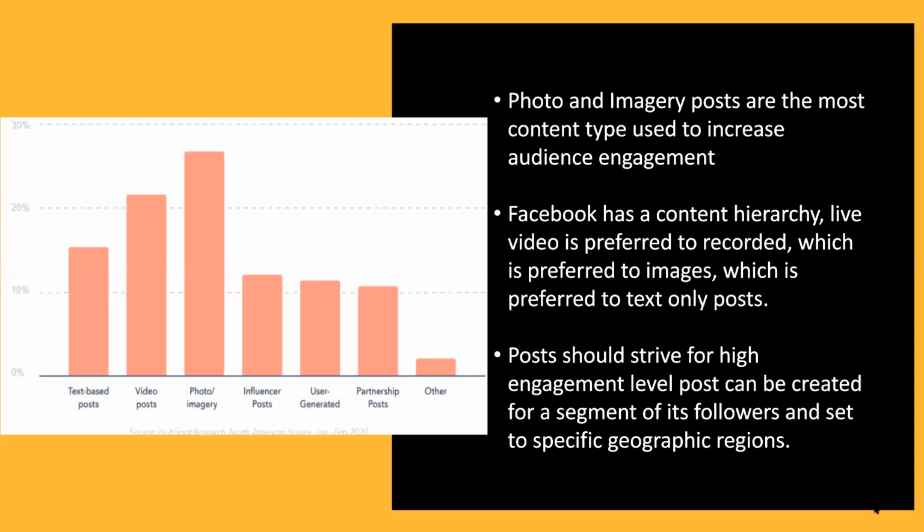Photo imagery posts are the most content type used to increase audience engagement. And then it's video and then text based. Influencer and user generated and all the rest are kind of tied. And Facebook has a content hierarchy. So live video is preferred to recorded, which is preferred to image, which is preferred to text only. So posts should strive for high engagement levels and can be created for a segment of its followers and set to specific geographic locations and regions, which is really nice.